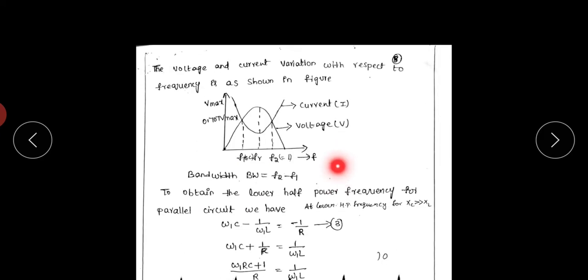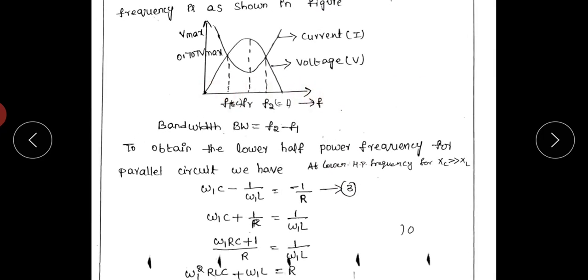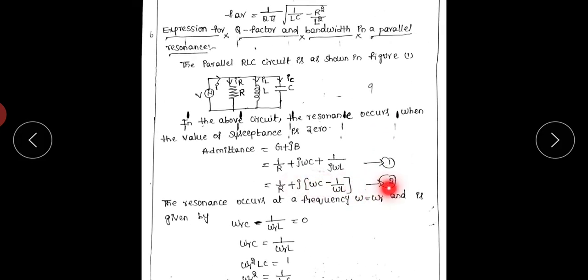The next one: voltage and current variation with frequency. In a parallel RLC circuit at resonance condition, the net susceptance equals 0, so Y equals 1 by R. At resonance, the admittance has its minimum value. If admittance is minimum, impedance is maximum, because impedance and admittance are reciprocals. If admittance is low, impedance is high. So here Y equals 1 by R plus j into (omega C minus 1 by omega L).